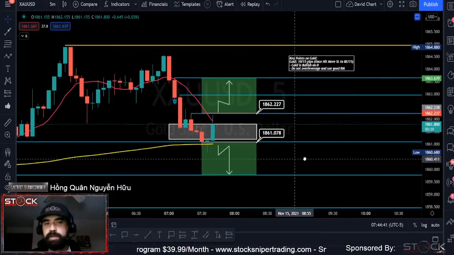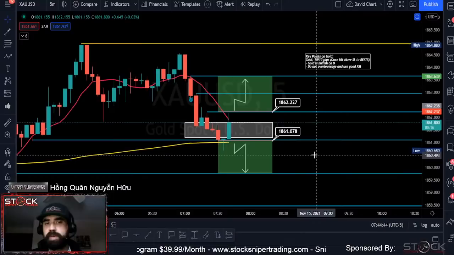Okay, about 20 seconds left. Let's watch how this is going to start to close. We have our two areas ready to bounce out of.